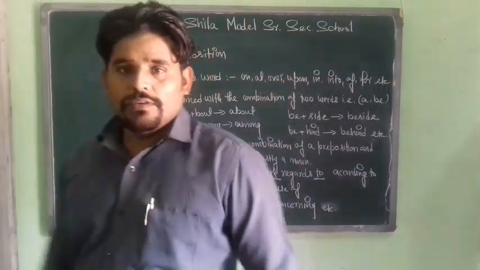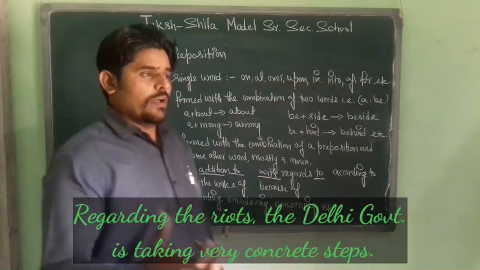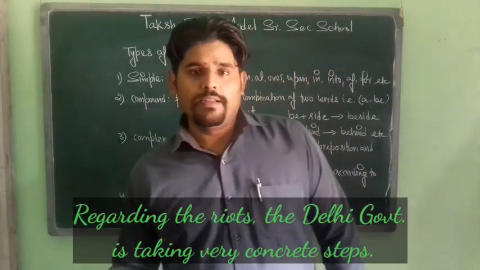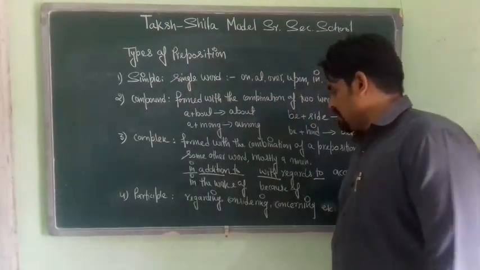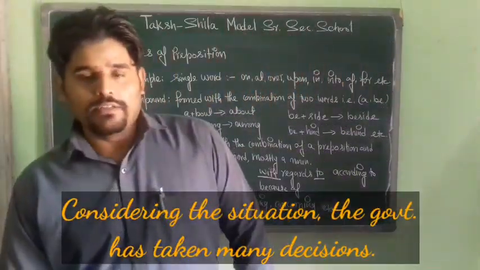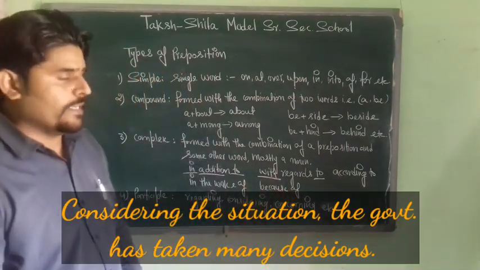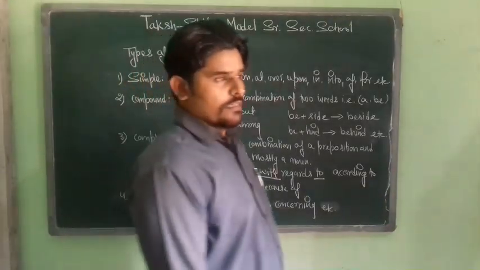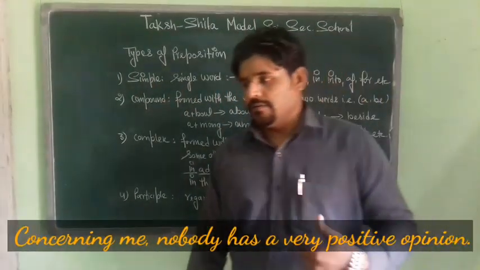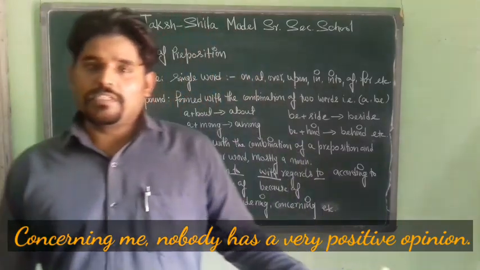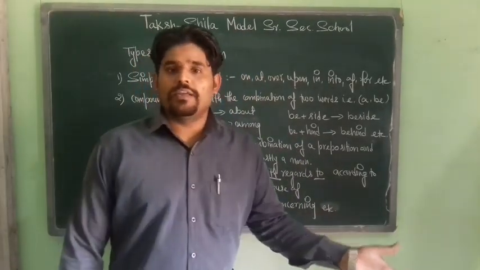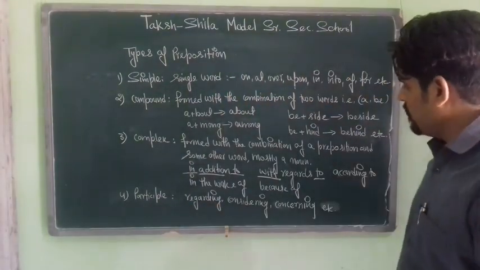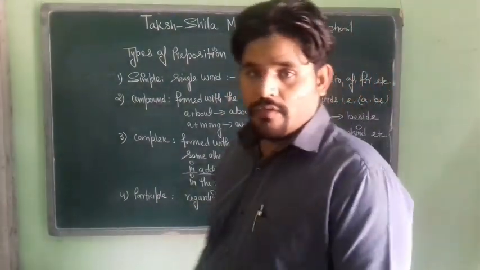Regarding the rights, the Delhi government is taking very concrete steps, right? Then there is another example: considering the situation, the government has taken many decisions, right? Then there is concerning me: nobody has a very positive opinion about me. So these words, as participles, come before nouns and do the action of prepositions.